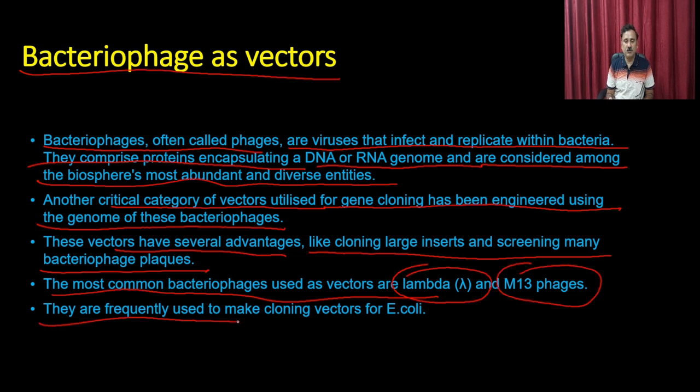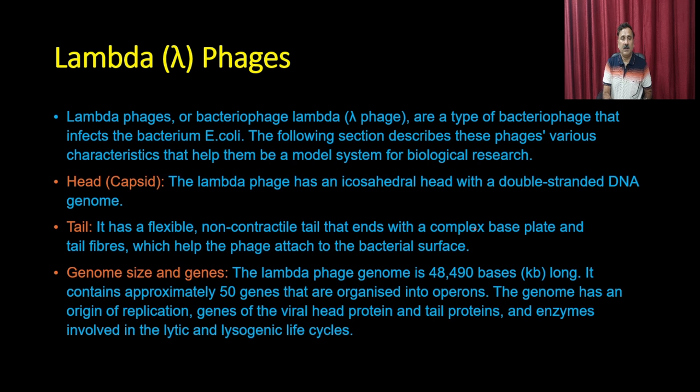They are frequently used to make cloning vectors for E. coli. So, bacteriophage is a very robust system. It is used to infect bacteria, and that is why it can be modified in such a way that it can be used as a vector. So, there are two different vectors: the lambda phage based vectors, or the M13 phage based vectors. Now, lambda phage vectors.